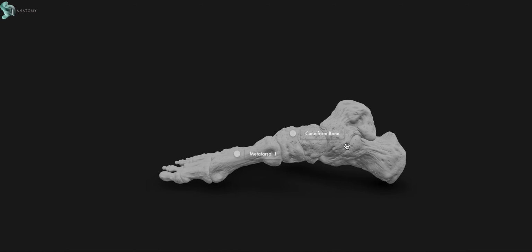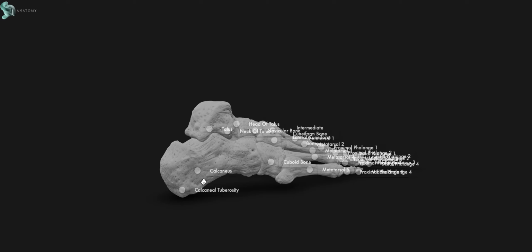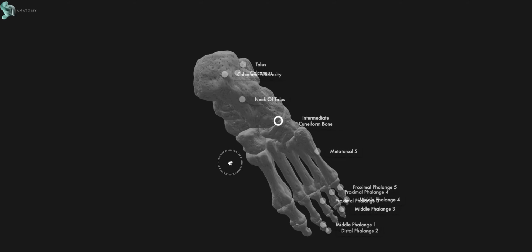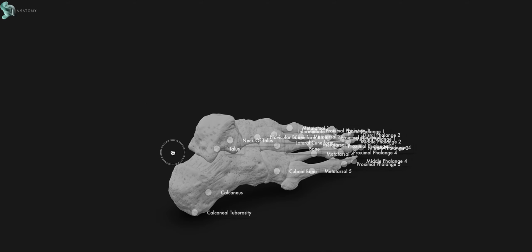This is the talus bone. Below is the calcaneus bone here. And the calcaneus bone forms the heel of the foot, as you can see here. Calcaneus forms the heel of the foot.